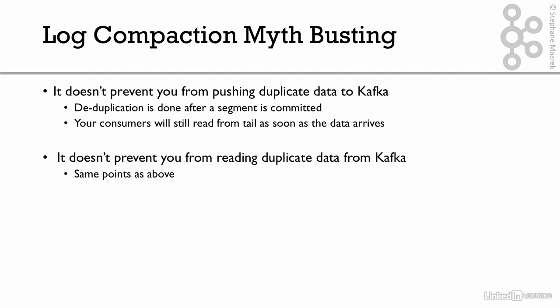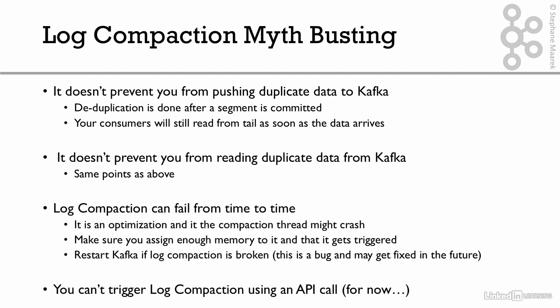It also doesn't prevent you from reading duplicate data from Kafka. When your consumer restarts, or for any reason, your consumers may see duplicate data. So log compaction does not help with those. Log compaction can fail from time to time. It's an optimization and the compaction thread might crash. So you need to ensure that you have enough memory, so enough RAM, and that it actually gets triggered. And for this, you can look at the log.